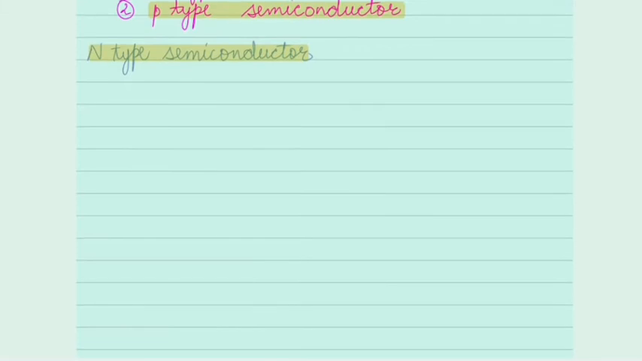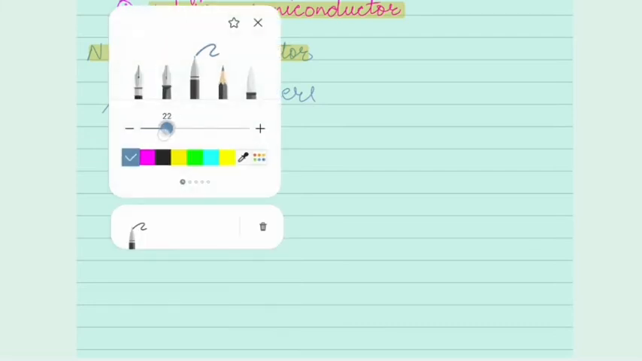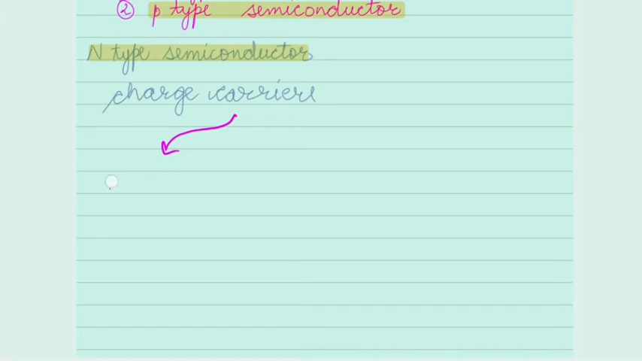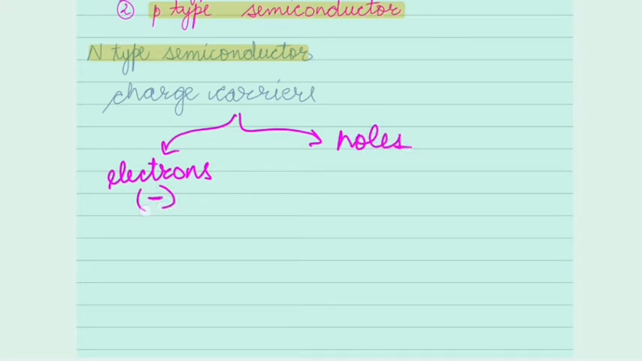Students, you should know that when we talk about any type of semiconductor, we have charge carriers, and these charge carriers are of two types. The first charge carrier is electrons and the second is holes. Electrons are negatively charged and holes are positively charged. For N-type semiconductor, as the name suggests, N stands for negative.